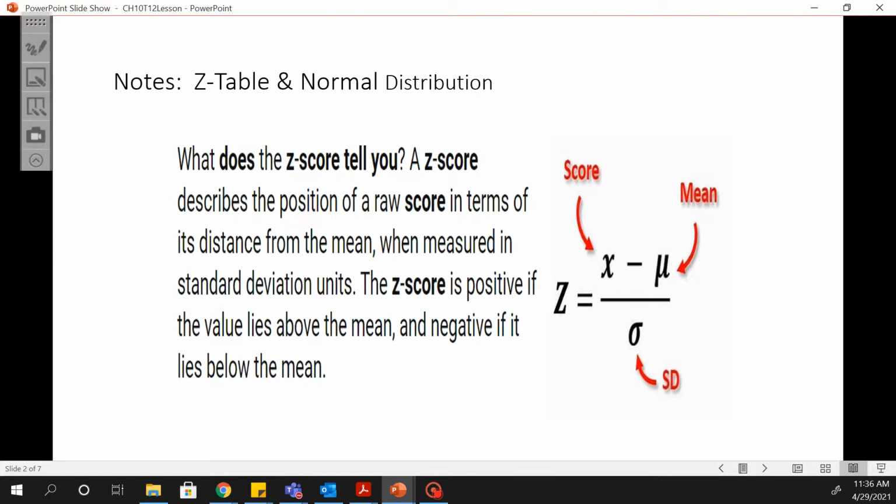Alright, so a z-score describes the position of a raw score in terms of its distance from the mean when measured in standard deviation units. A z-score is positive if the value lies above the mean, negative if it's below the mean. We can calculate this by taking the score, subtracting the mean, and dividing by the standard deviation. This will tell us exactly how many standard deviations that particular score is from the mean.